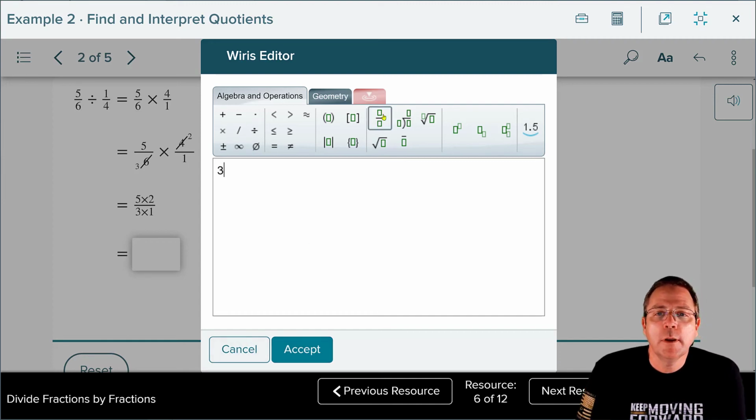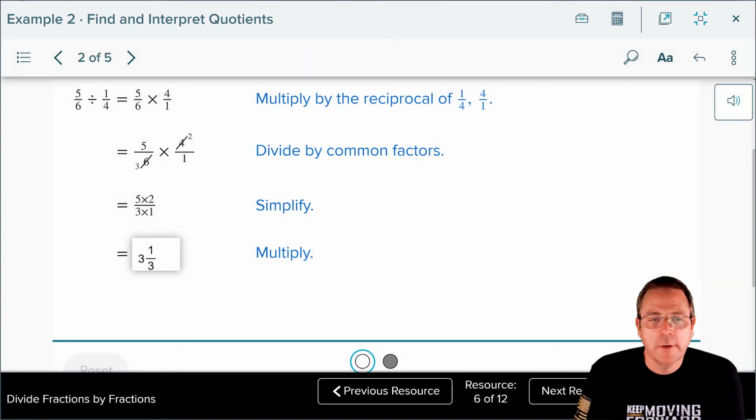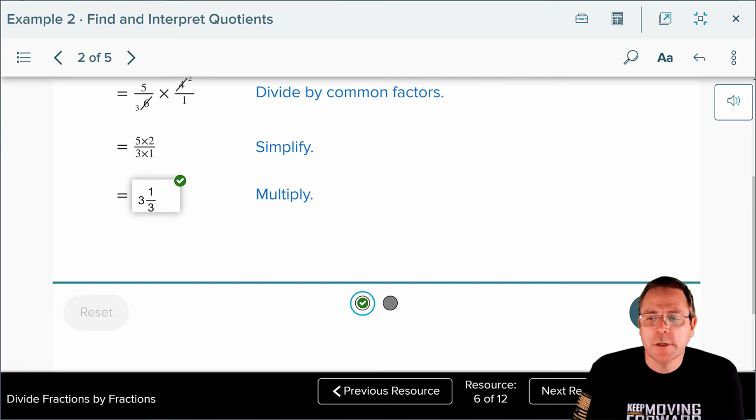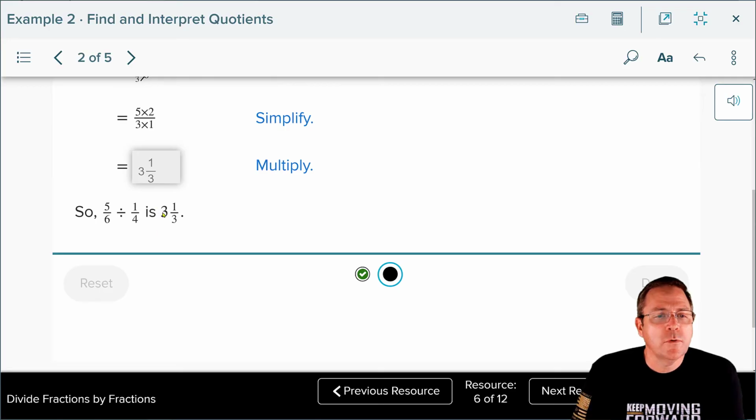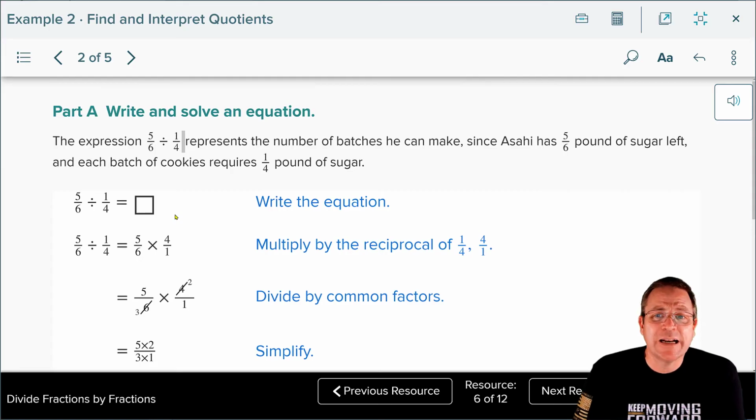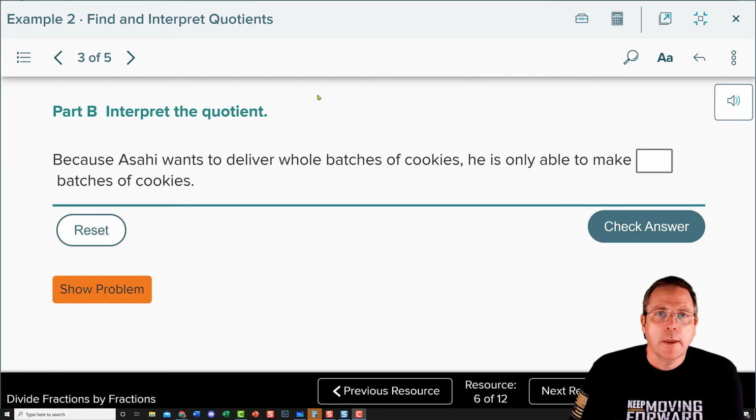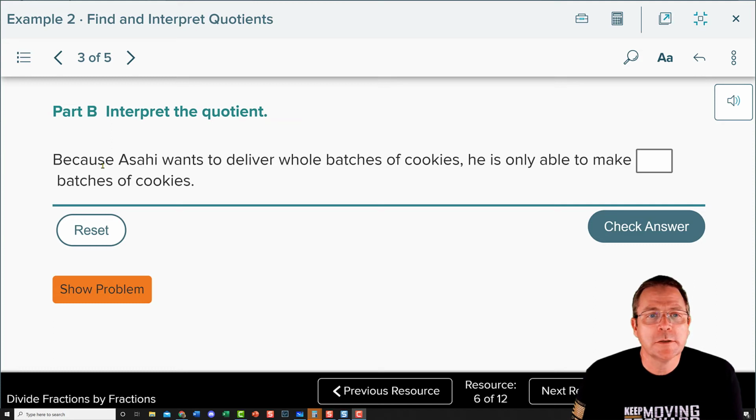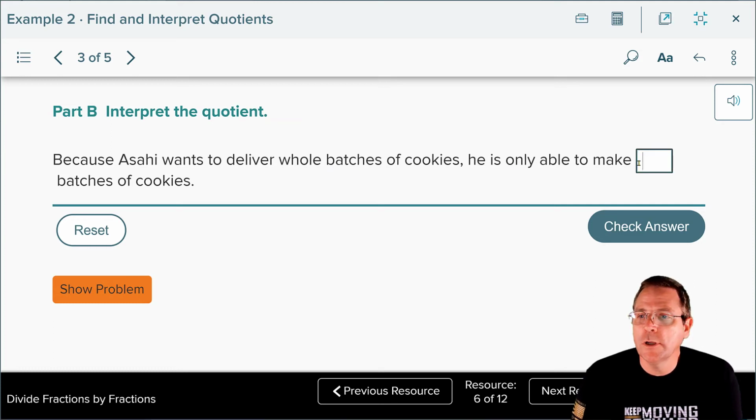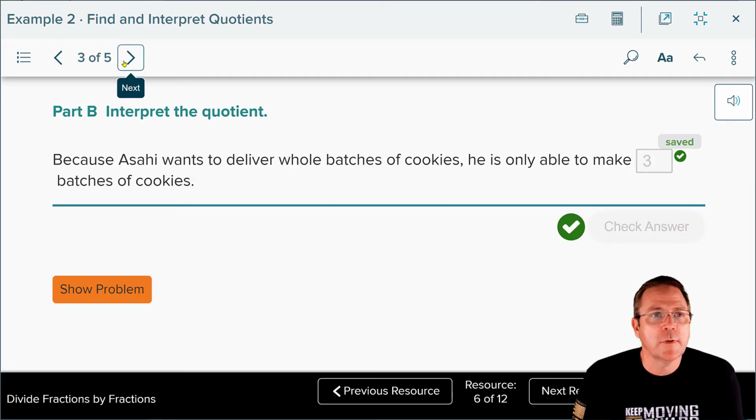So we're going to take 3 and 1 over 3 equals, and let's see if that part's right. Good, that part checked good. 10 over 3 simplified to be 3 and 1/3. Now the big question is, how many people are going to end up getting cookies? The answer is 3 of his neighbors, because that 1/3 of the flour that's left over is not going to be enough to make any cookies with. And that comes down to this part of the problem. Because Asahi wants to deliver whole batches of cookies, he's only going to be able to make 3 full batches of cookies delivered to his neighbors.